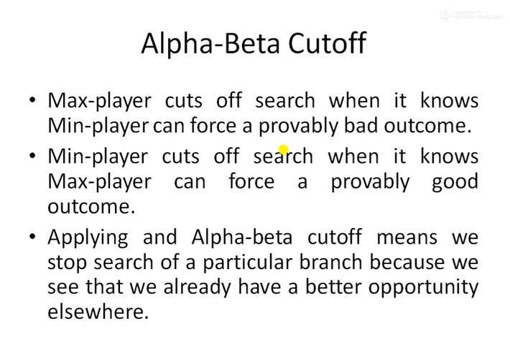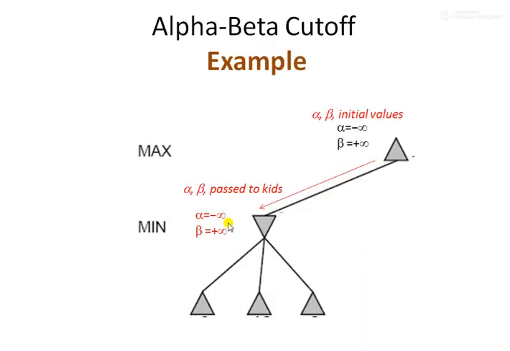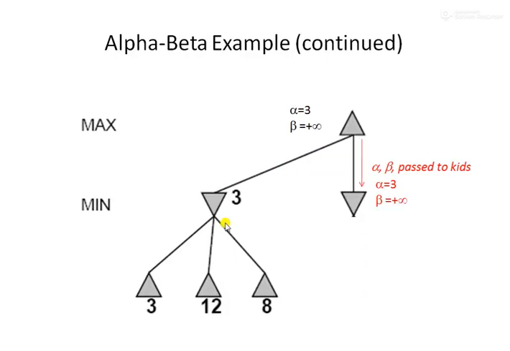In alpha-beta pruning, alpha is related to the Max player and beta is related to the Min player, and we have the rule of alpha greater than or equal to beta. The alpha value at a Max node never decreases, and the beta value at a Min node never increases. This is the concept which can be applied. With 3 examples I have shown how alpha-beta pruning can be applied.